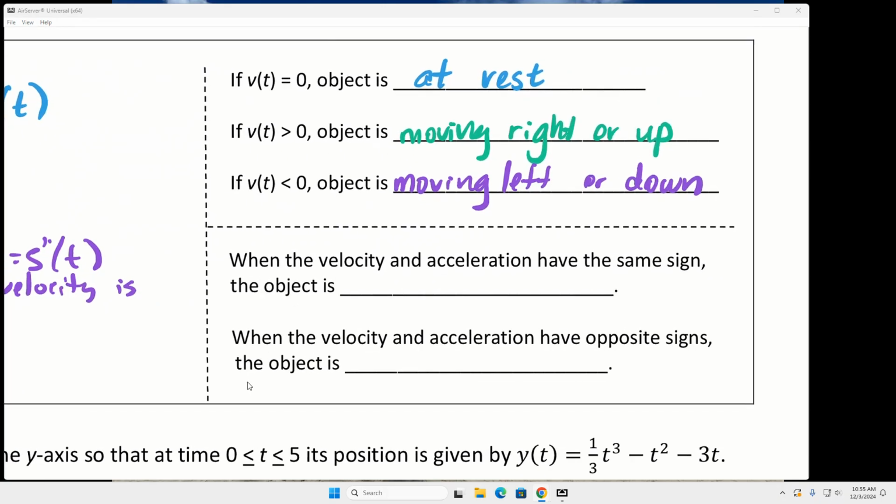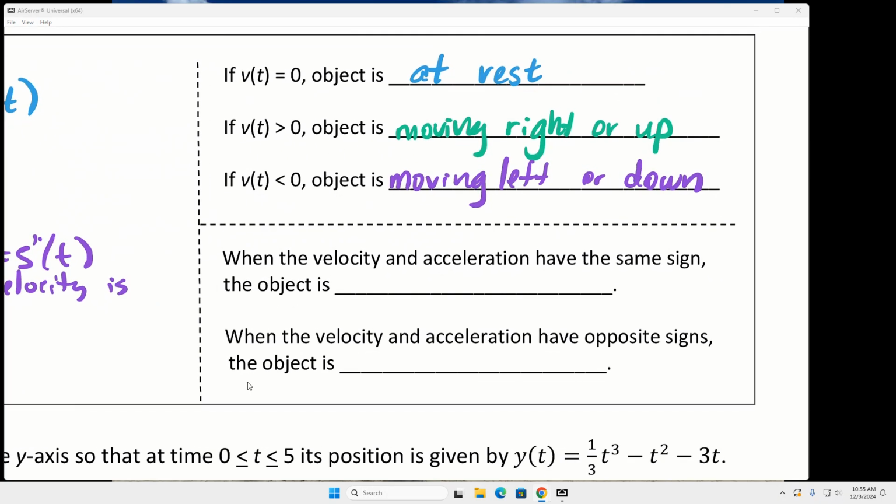Okay, and then this is such a common question on the AP test: when the velocity and acceleration have the same sign, they're working together, the object is speeding up. When the velocity and acceleration have opposite signs, they're working against each other, and the object is slowing down.